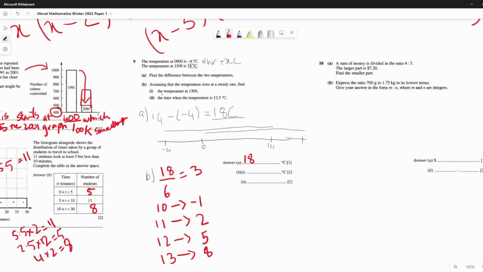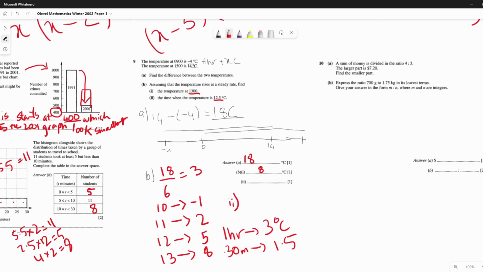So for B1, the temperature at 13:00 would be 8, right? And then now B part 2, the time when the temperature is 12.5 degrees. So every hour, the temperature rises by 3 degrees, right? That means every half hour, every 30 minutes, the temperature would rise by 1.5, right?